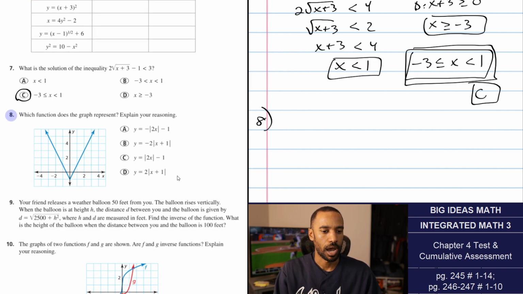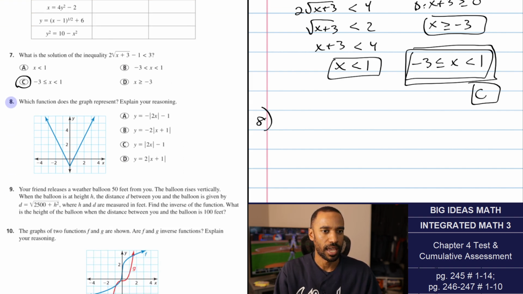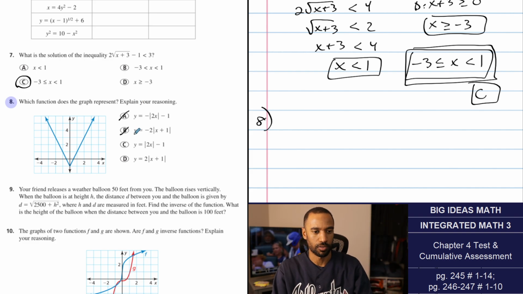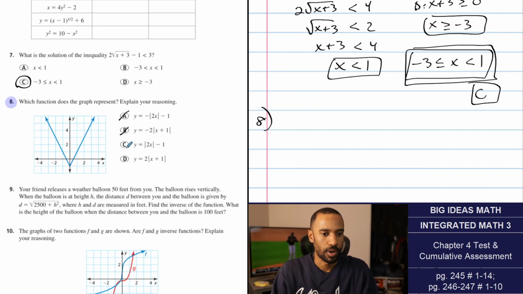Which function does the graph represent? Explain your reasoning. Oh, I can get that one. So it's an upwards facing graph, so I'm scratching out these two when it comes to vertical reflections, those reflect over. It's going to be C. D would have a horizontal translation, so that one would move to the left side. These ones would flip over in some sort of way, so it can't be those ones. It's going to be C.